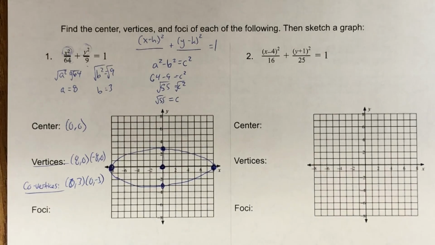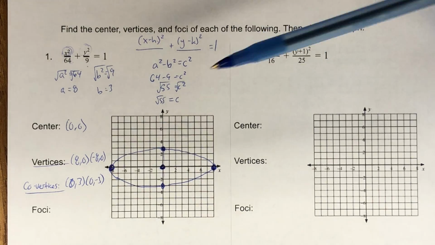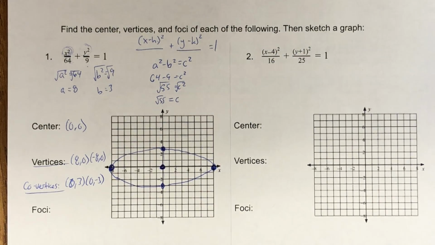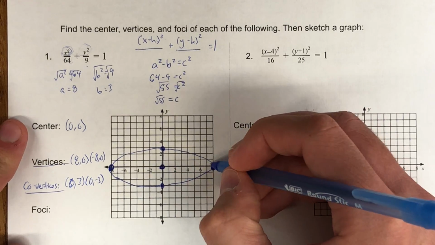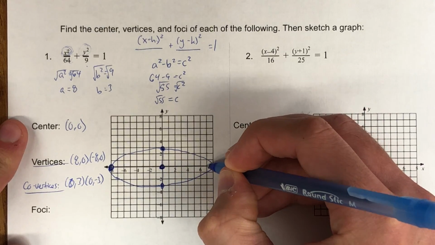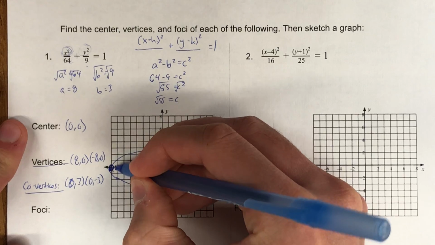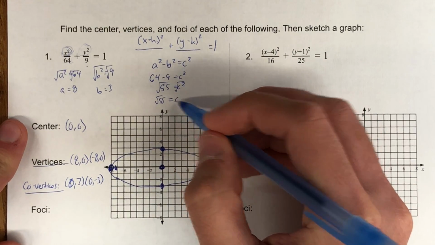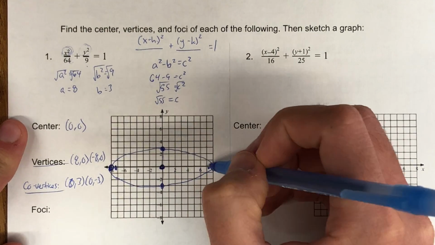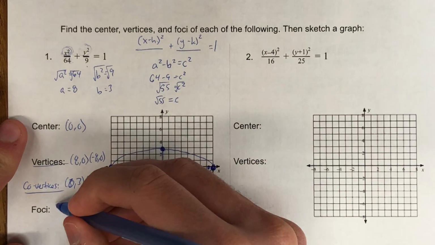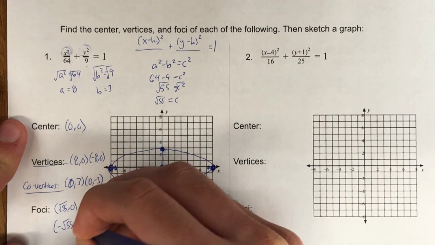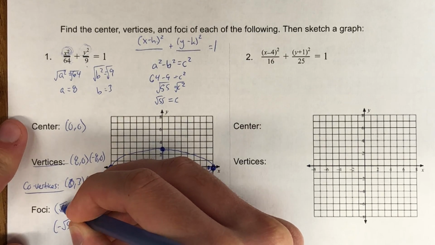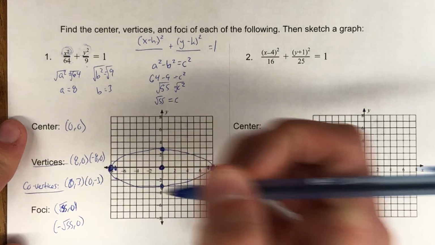The square root of 55, that's somewhere between 7 and 8, since 7 squared is 49, 8 squared is 64. So it's somewhere between 7 and 8, so about 7. So our foci would be about there and there. So notice the foci would be a distance of c from the center on the major axis. So it would be root 55, 0 and negative root 55, 0. And you do have 2 of them. Foci is plural for focus. So we will have 2.